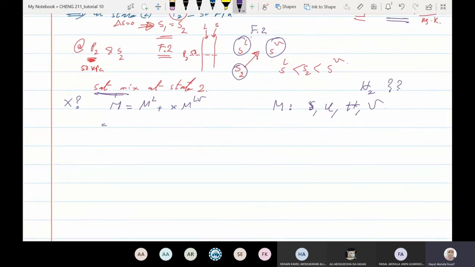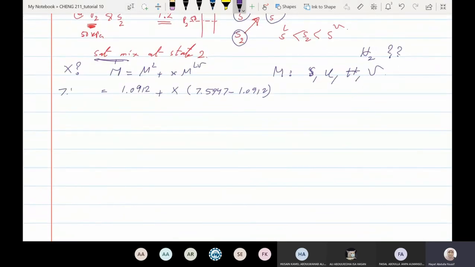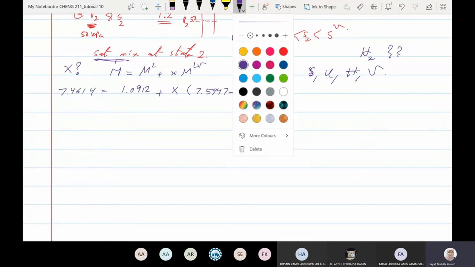Substitute means I will put S liquid. For those who are following the book, you can see that S liquid is 1.0912. The quality is the unknown. MLV means S vapor minus S liquid, and S vapor is 7.5947 minus S liquid, which is 1.0912. And the property that I have is the S that you agreed S1 is equal to S2, 7.4614. So this is 7.4614. What I did here, I just applied that equation on the entropy.